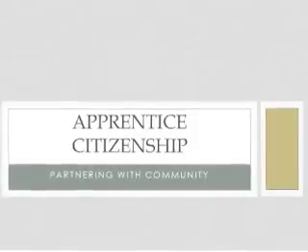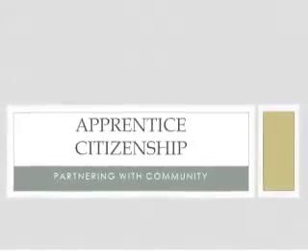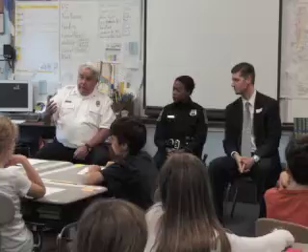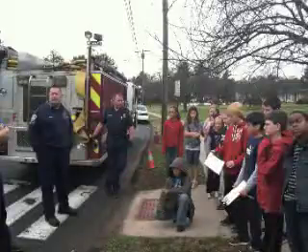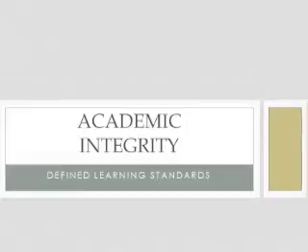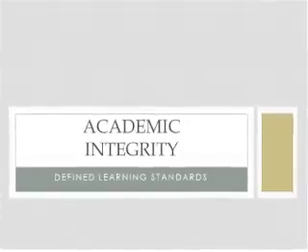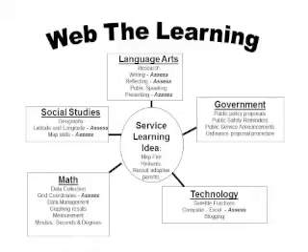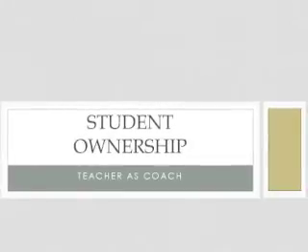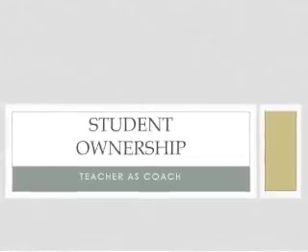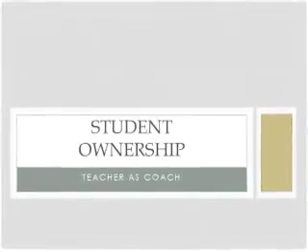The three major components to service learning are apprentice citizenship, where students learn about civic engagement through partnership with active community members working on local needs. Academic integrity: each project has clearly defined service learning objectives that relate to state learning standards and local curricula. Student ownership: students share in the decision-making with adults, and adults share in the learning with students. They act as partners and coaches rather than experts.